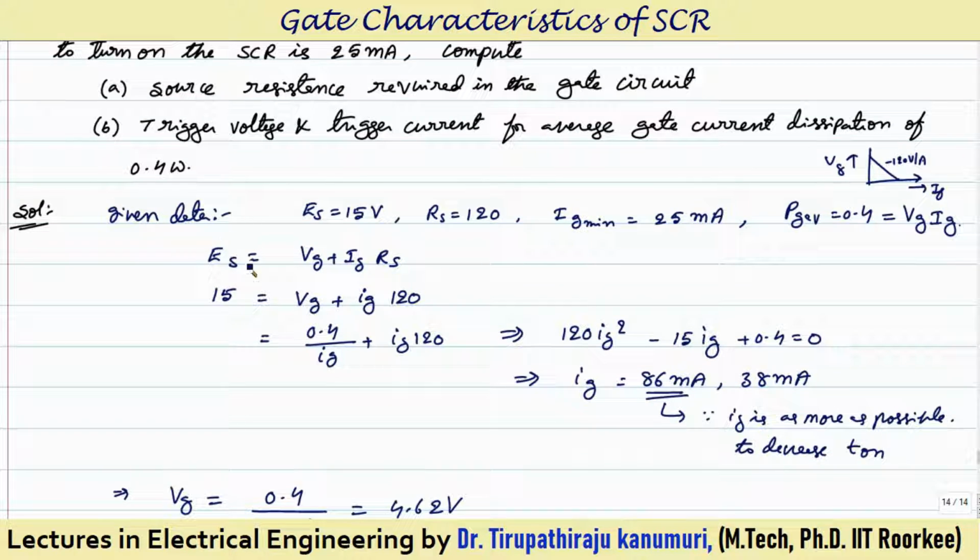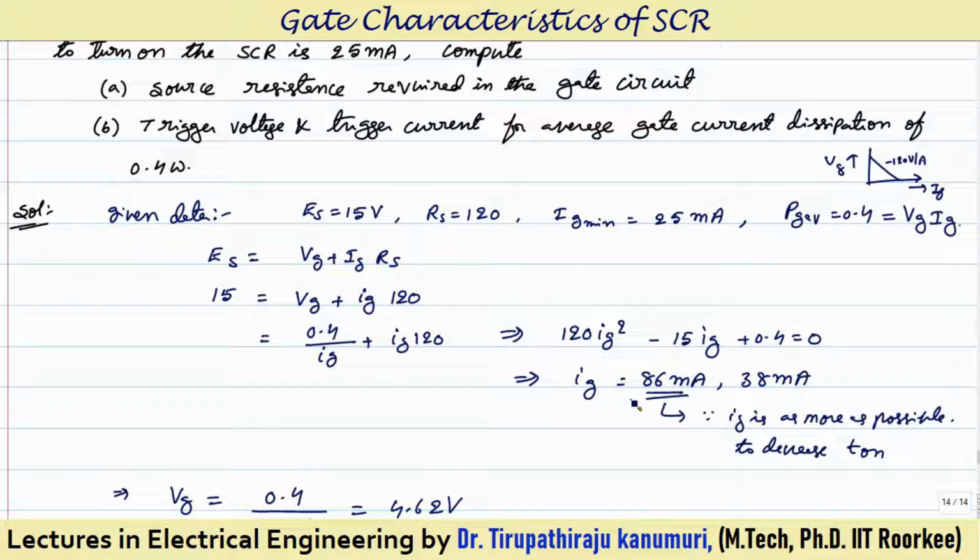So we know that the value of Es is equal to Vg plus Ig into Rs. So Es is given 15. Vg is not known to us, but from this we can tell that Vg is nothing but Pg average divided by Ig. Agree with me? So Pg average is 0.4 divided by Ig plus Ig multiplied by Rs. Rs is mentioned as 120 from the slope. I have substituted here. So this will be in the form 120 Ig square minus 15 Ig plus 0.4 is equal to 0.